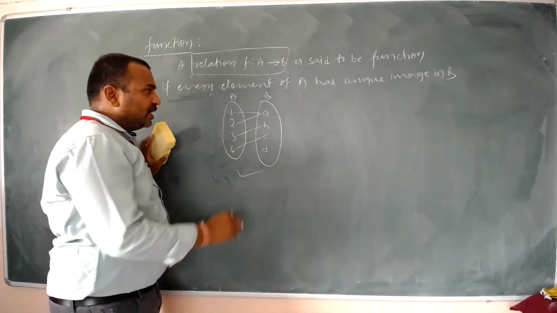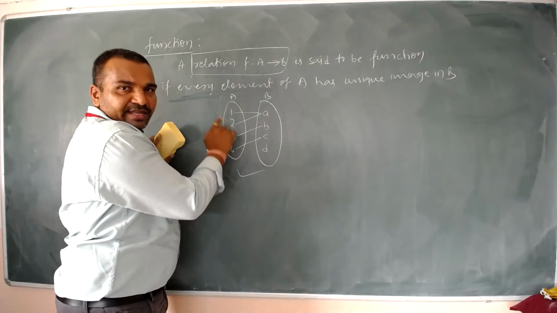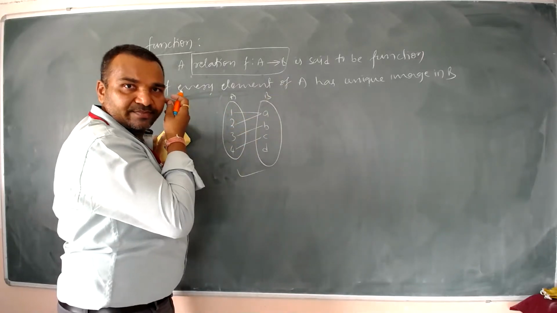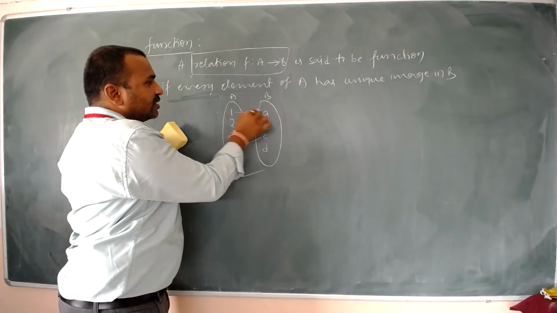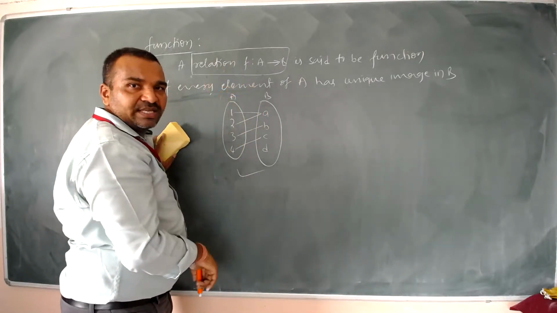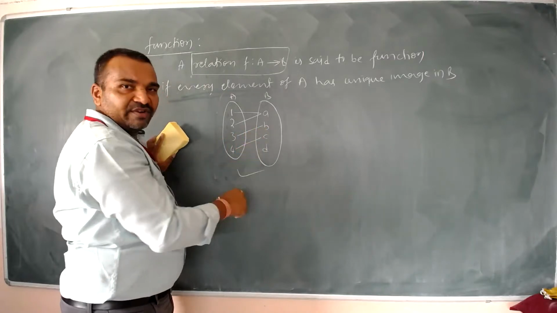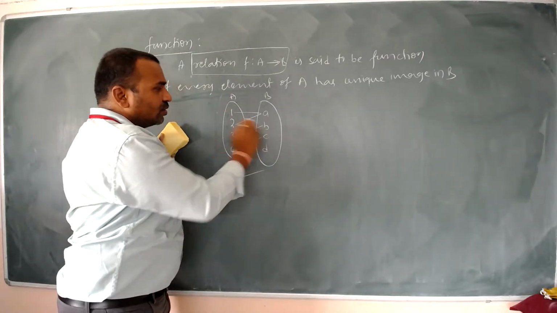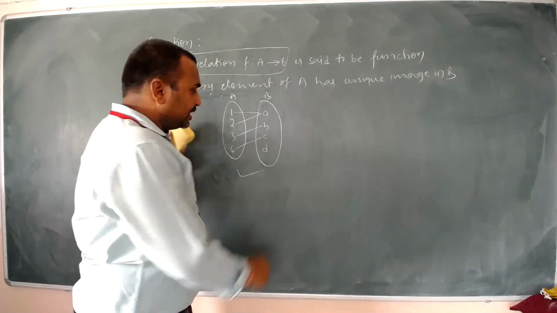Correct now? Check it now. Here 4 elements are there. Each element has a unique image. Correct? For 1, there is only one image A. For 2, there is only one image A. For 3, there is only one image B. For 4, only one image C. So it is a function.